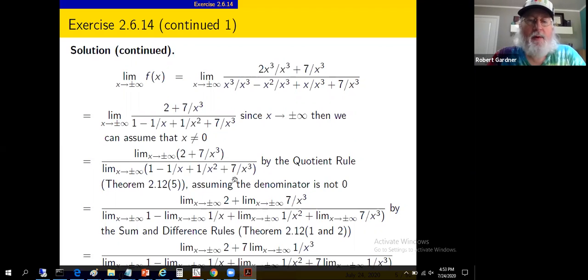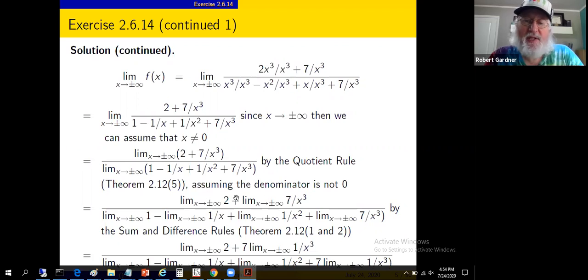Okay, we've got a limit of a sum and a difference in the denominator. So let's use those properties to put the limits on each of the constituent parts, justified by the sum and difference rules, Theorem 2.12, parts 1 and 2. You didn't distribute that limit, though it looks like it. Distribution is something you do with multiplication. And this isn't multiplication. This is the taking of a limit. So it looks like distribution, but it's not called distribution. It's Theorem 2.12, parts 1 and 2. It's the sum rule and the difference rule.